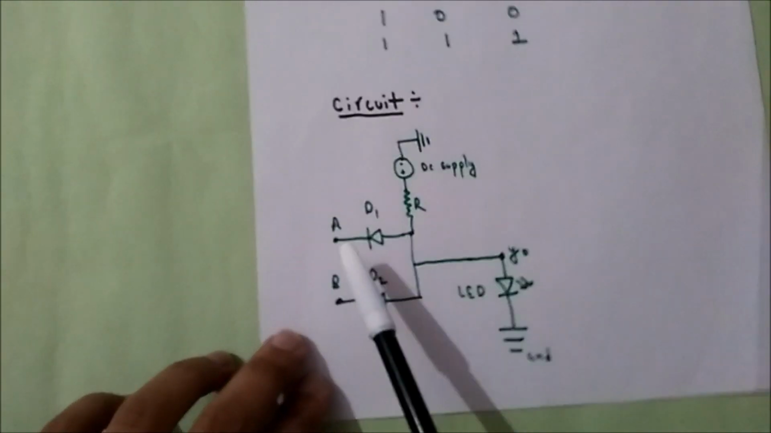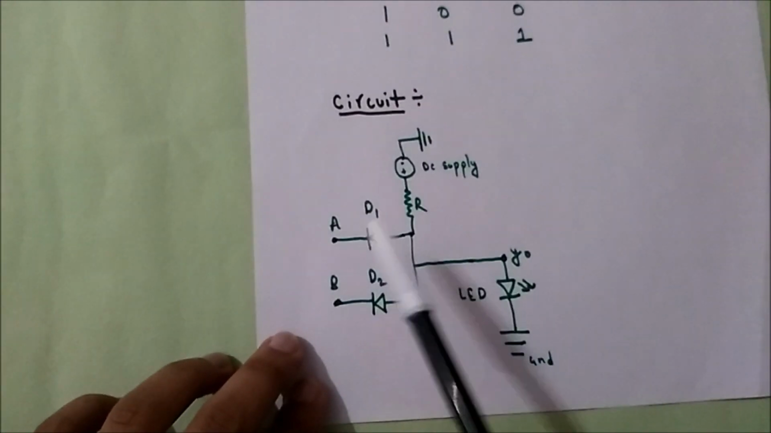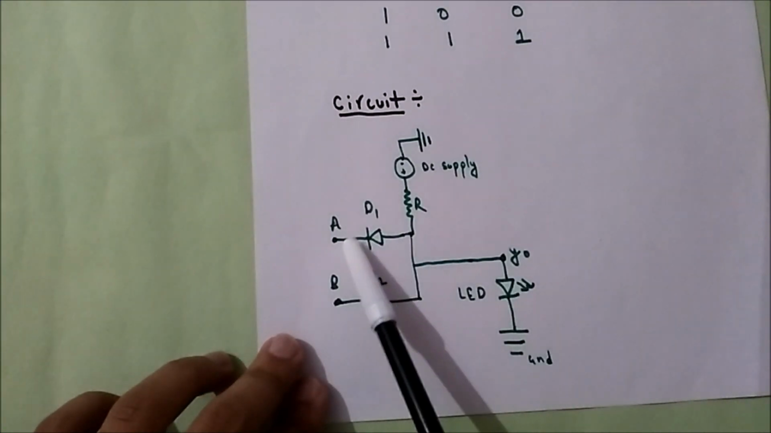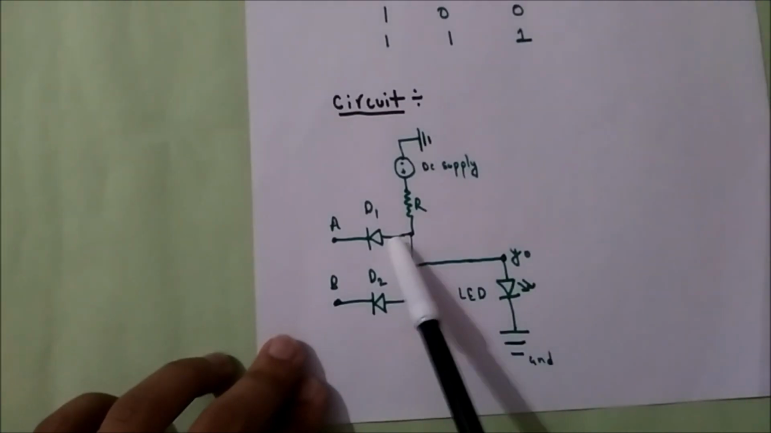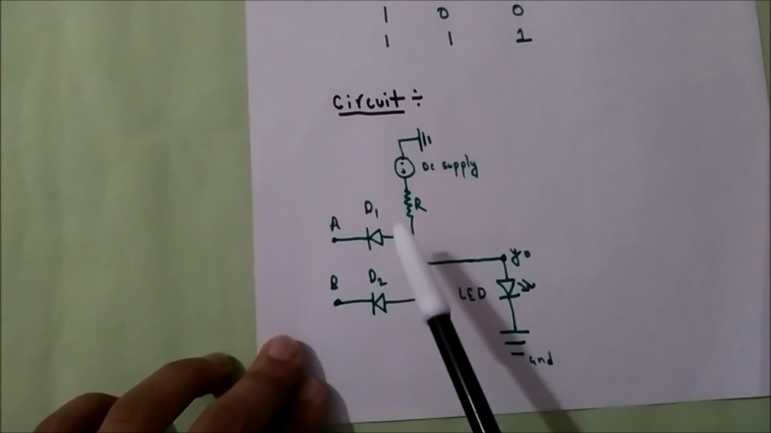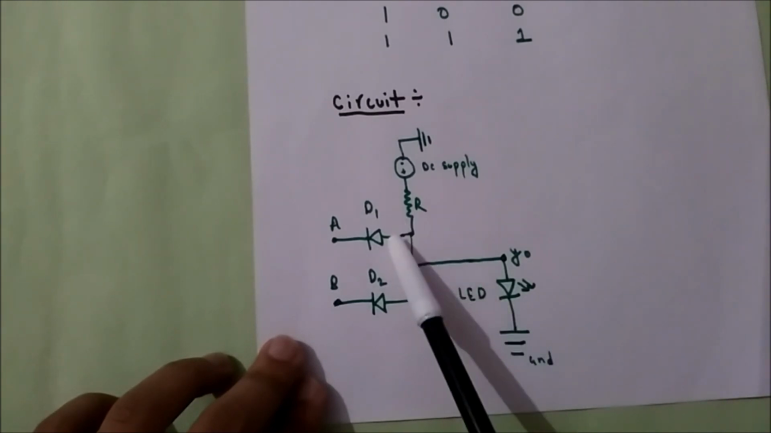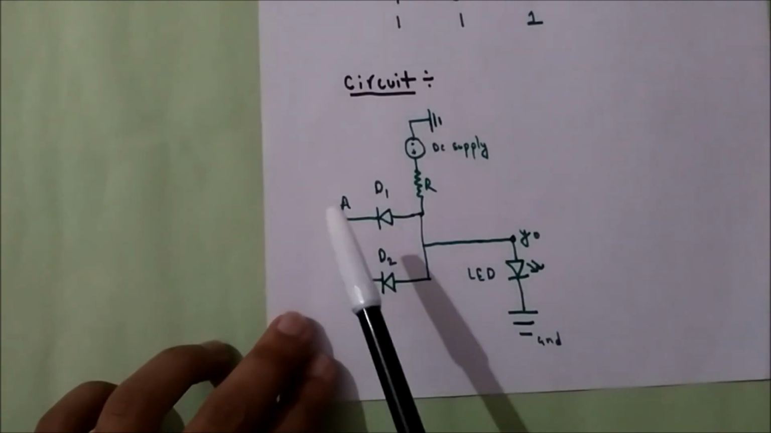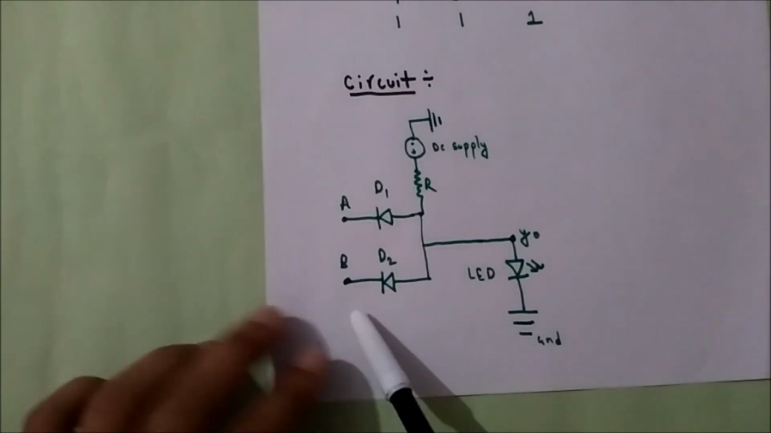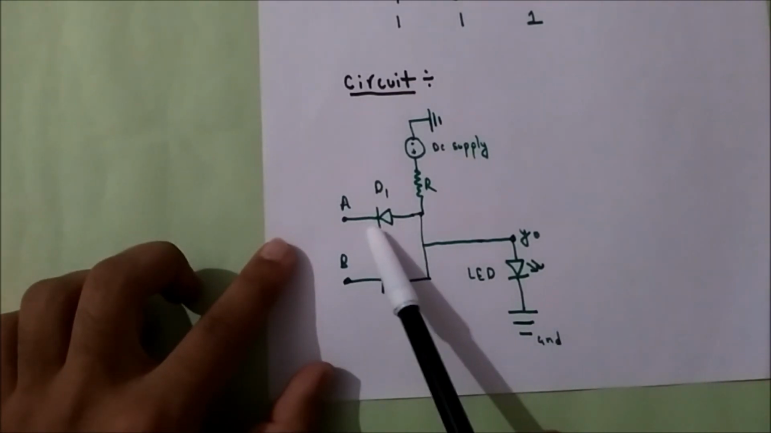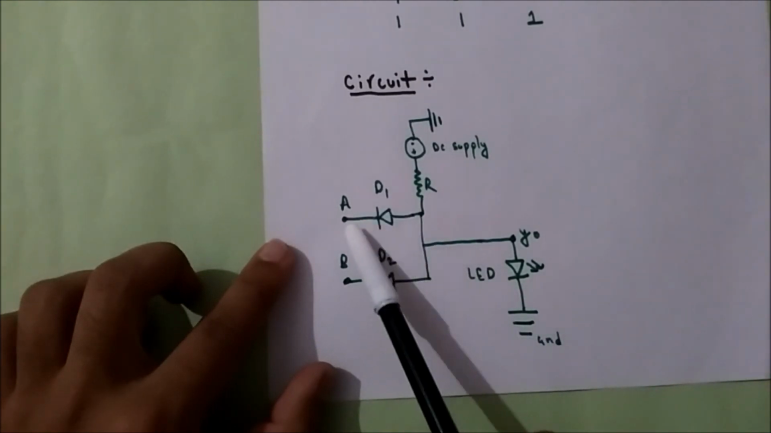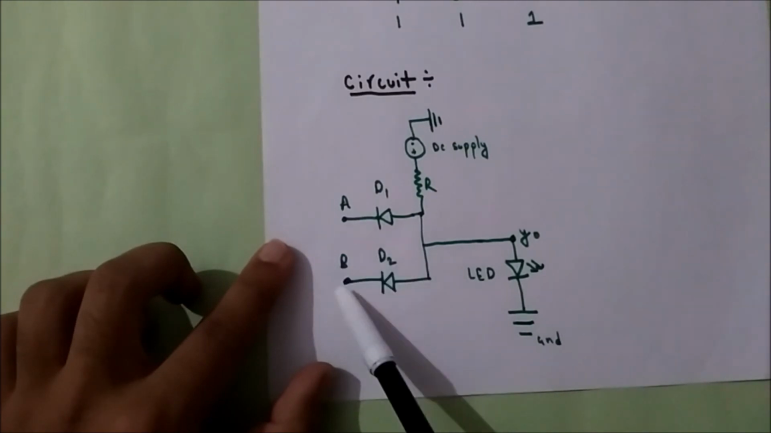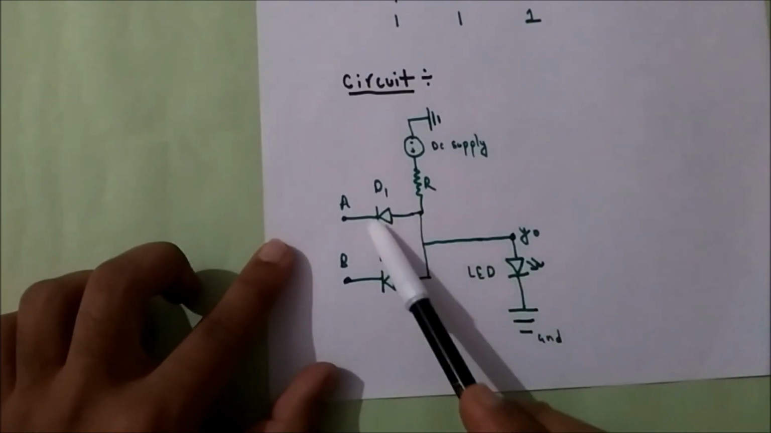Now, the working. As I told you in the earlier video in the case of the OR gate, if the diode's P terminal is positive, then that means it will act as a short. If it's 0 volt, then that means it will act as an open. So if I give 0 0 to both the diodes, both will act as a short because the P terminal is at higher voltage, whereas its N terminal is at lower voltage.